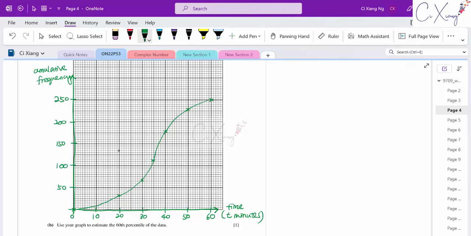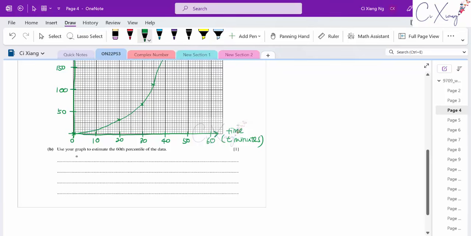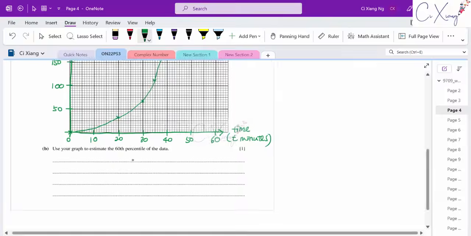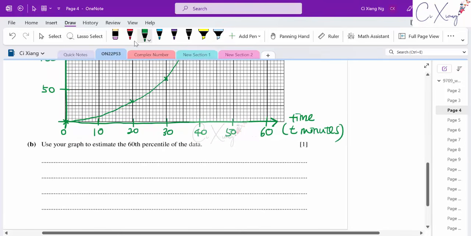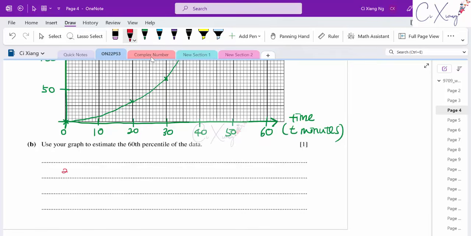Then let's proceed to part B. For part B, they want us to use your graph to estimate the 60th percentile of the data. So for the 60th percentile of data, I need to know at which location of my data it is. So I'm having 250 frequency in total, right? 250 frequency in total.